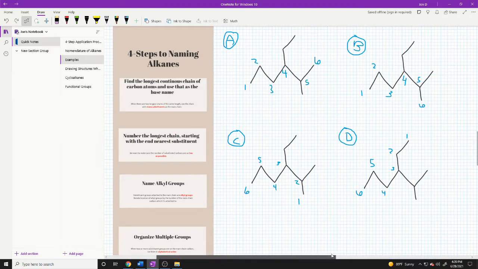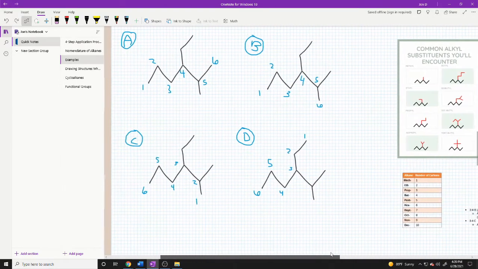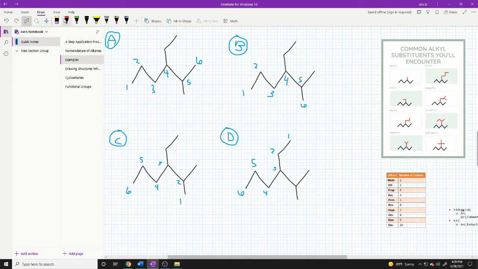Now again, if we move to the study aid on the right, we can see that the substituent on carbon 2 is a methyl group, which is this right here. It's a methyl group, and it is this right here, as well as carbon 3. Looks like we have an ethyl group. 1 carbon, 2 carbon, ethyl group, 1 carbon, 2 carbon.